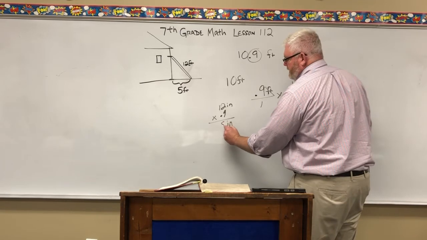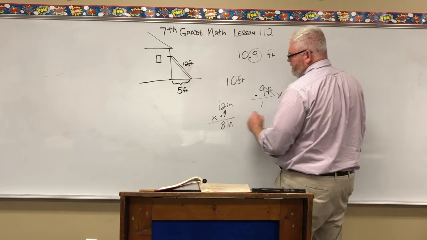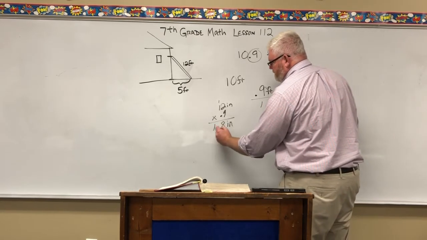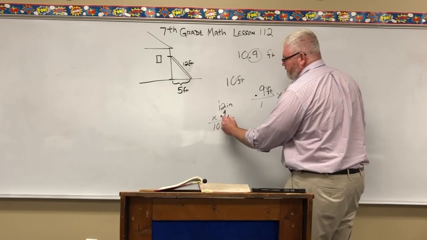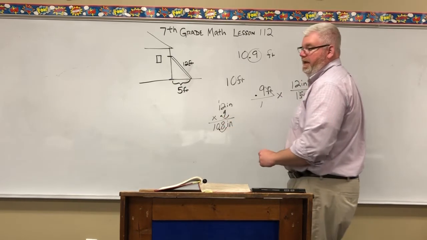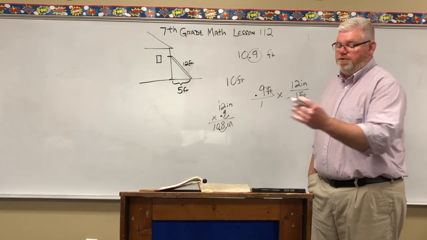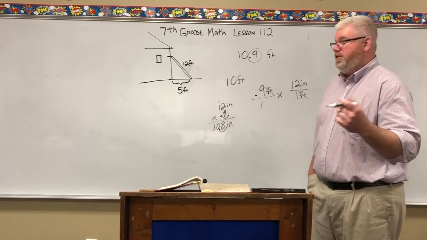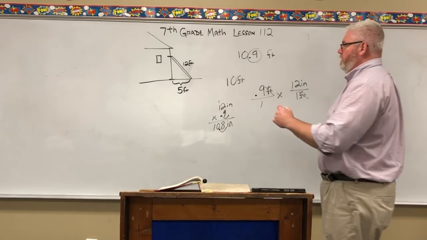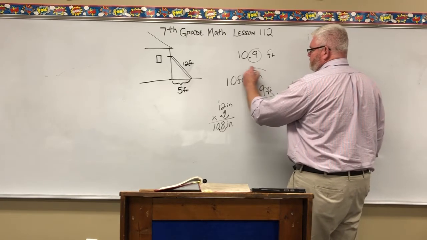9 times 2 is 18. Carry our 1. 9 times 1 is 9, plus 1 is 10. So 108. Don't forget to move your decimal. We got one place, so we have 10.8 inches. And since we have 10.8 inches, we're going to round. That's what the problem asks us to do, to the nearest inch. So since 8 is 5 or more, we round that 10 up to 11. So we're looking at 10 feet, 11 inches.